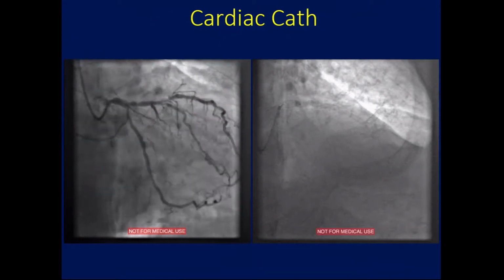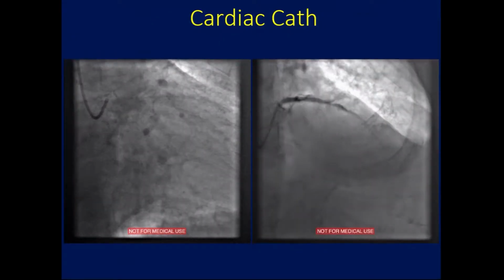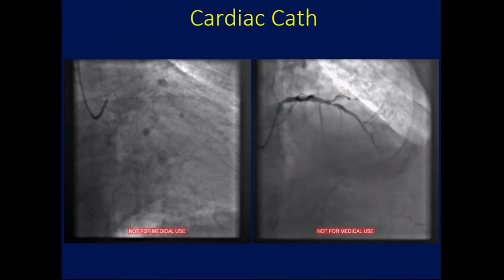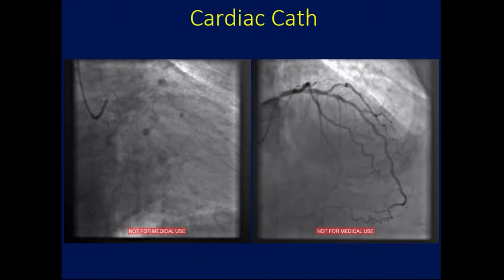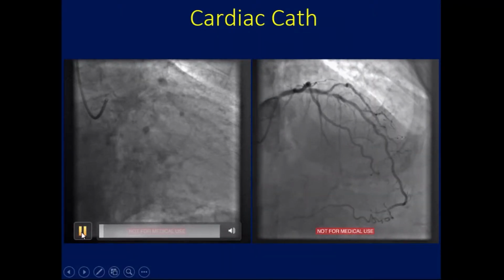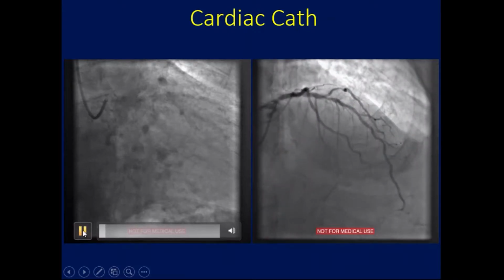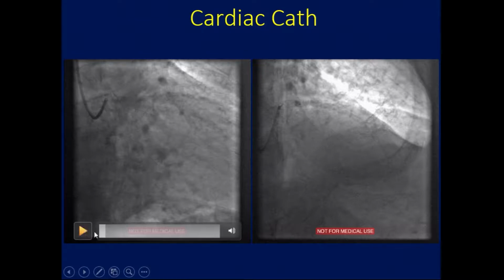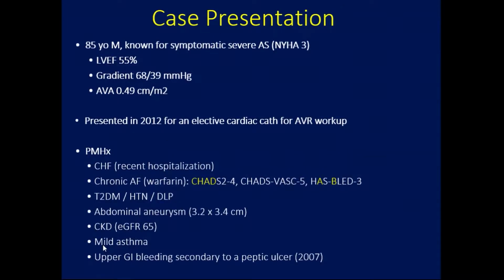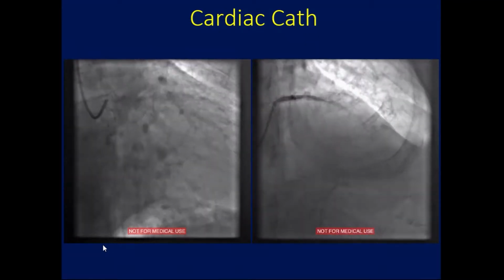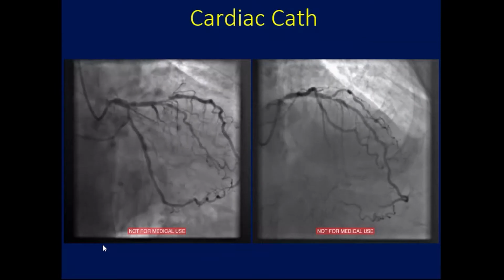So here is the cardiac cath. On the left side, you can see the ostial, so maybe we could start again, just to appreciate the left main ostial lesion. Yeah, if you can play it again. Great. So there is an ostial left main disease, and on the right side you can appreciate the mid-LAD lesion.